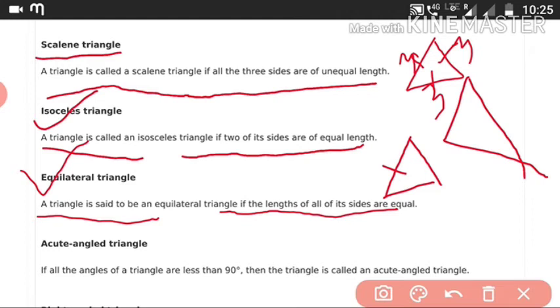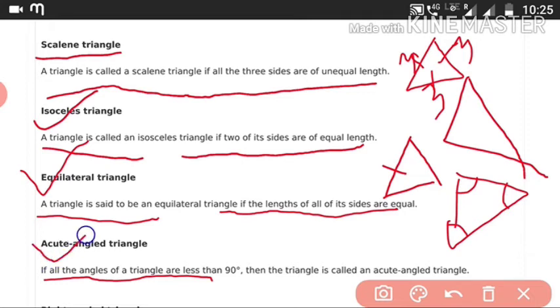Now acute angle triangle. So what is acute angle triangle? If all the angles of a triangle are less than 90, okay, all the angles means how many angles are there in a triangle? There are 3 angles, and if all the 3 angles are less than 90 degree, then that is called what? Acute angle triangle. So remember all this. These are very important while solving exercise questions.